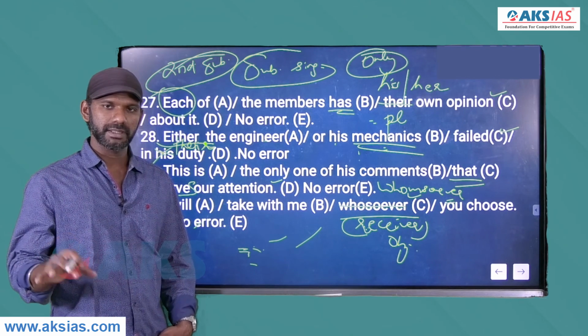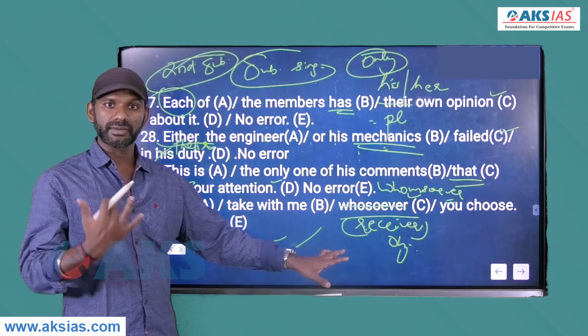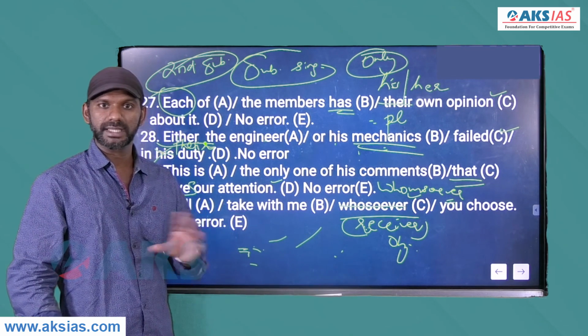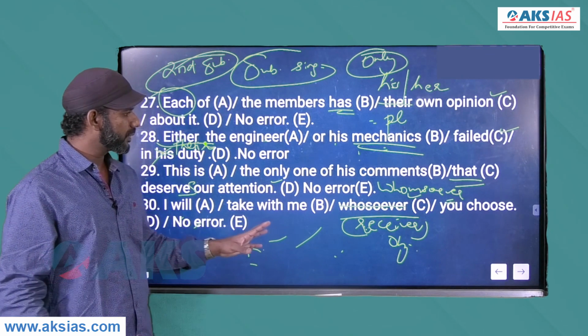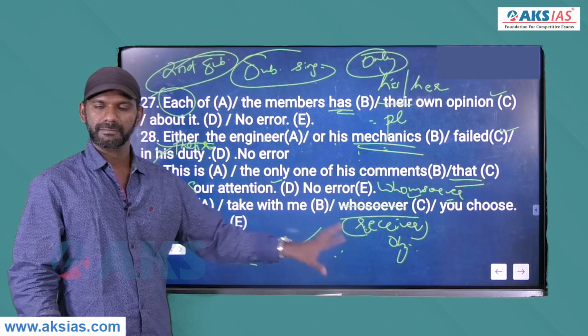You're going to choose a person. This blank stands for the person you're going to choose, a person that is going to receive the action. So it becomes the object. The object must of course be whom. It can never be who. So I will take with me whomsoever you choose. The error is in part C. Getting it?